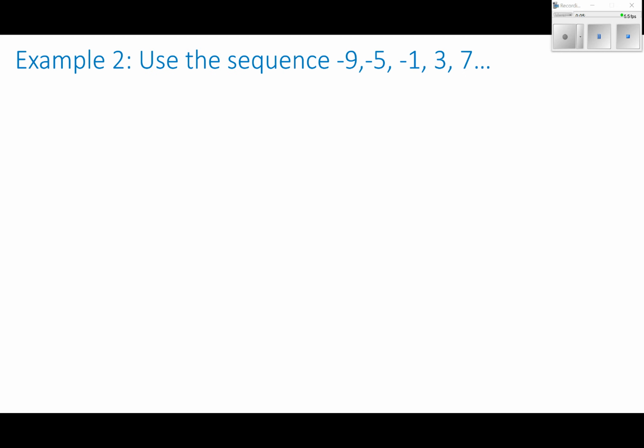Let's try another sequence. So negative 9, negative 5, negative 1, 3, 7. What is S sub 12? So there's some number out here that will be a sub 12, and this is a sub 1. Well, I want to know the sum of all of these numbers.